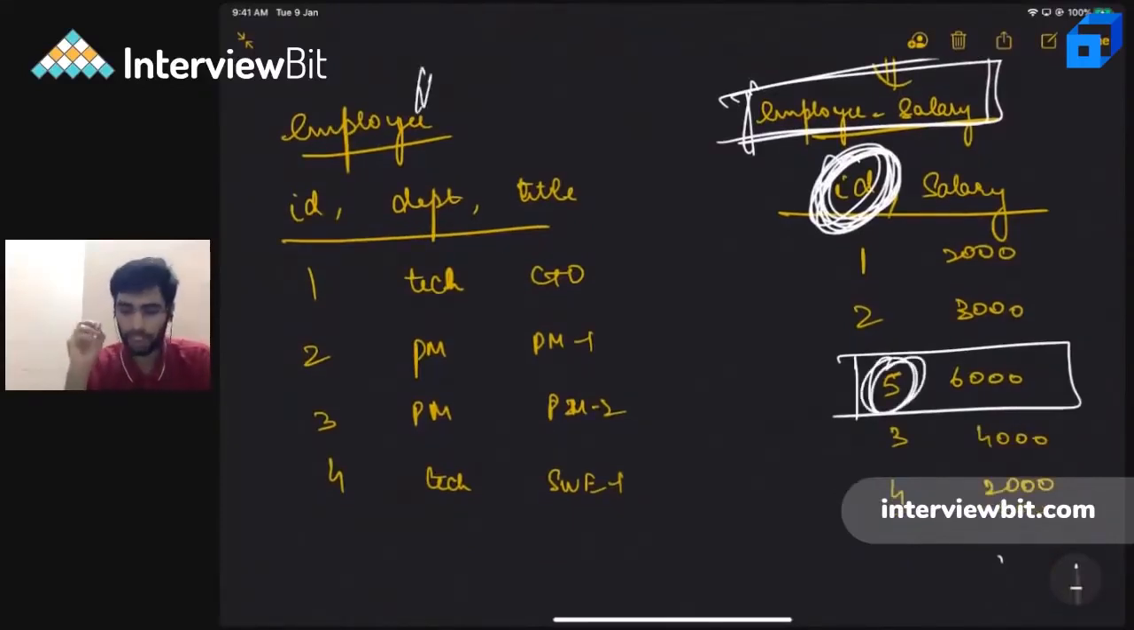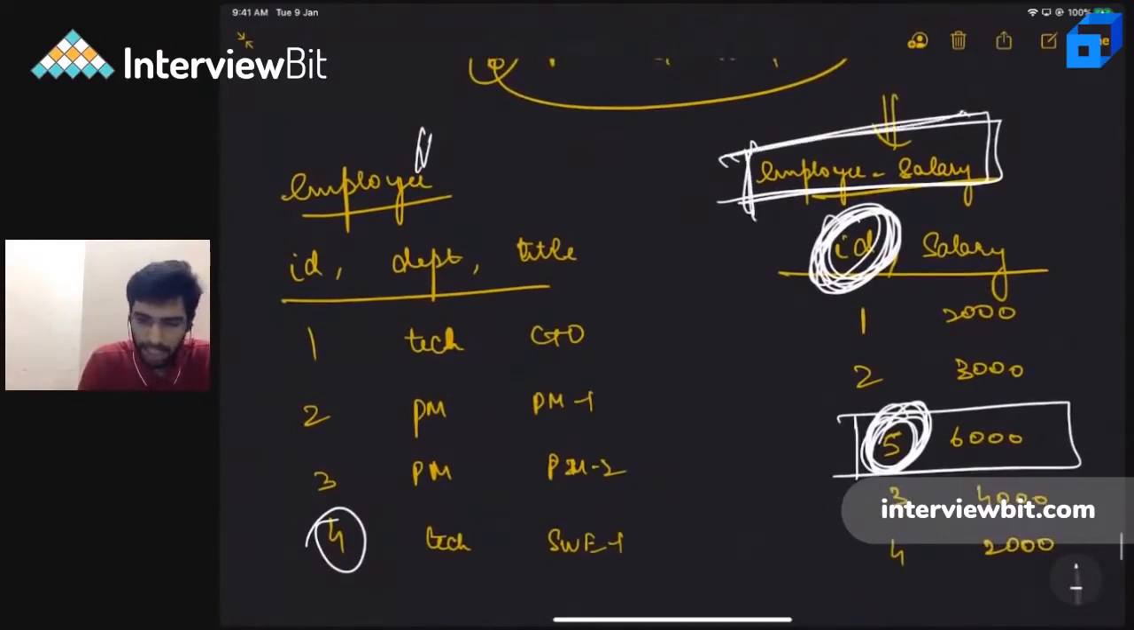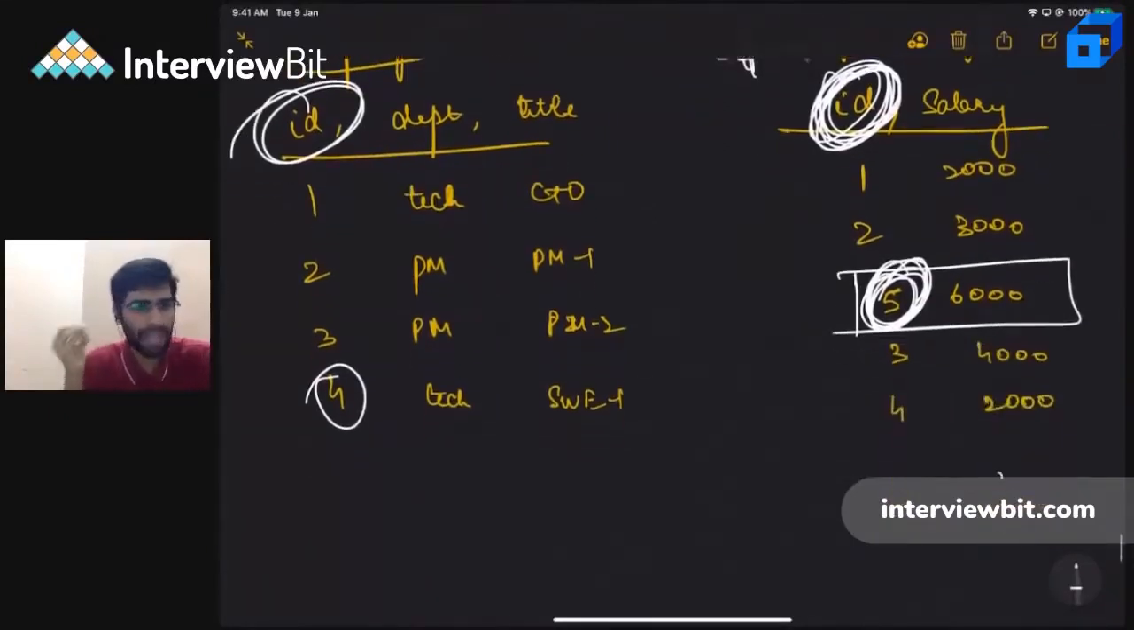So we need to ensure that if an employee salary is present here, that employee ID should also be present here as well, right? So we can add a foreign key to the employee salary table, but what should that foreign key reference? That foreign key should refer to the ID column of the employee table. So how can we add this?